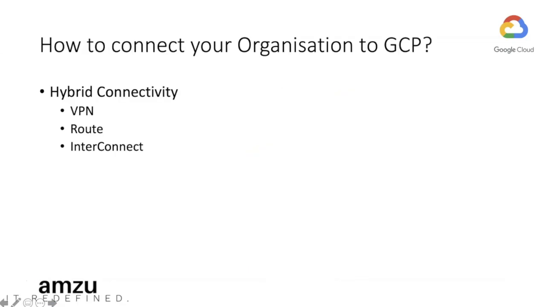Once you do that, connectivity. How do you connect to GCP? You can use VPN, you can use the router service provided by GCP. You can also use Interconnect. Interconnect comes in when you want a dedicated, fault-tolerant line between your on-premise and Google Cloud.